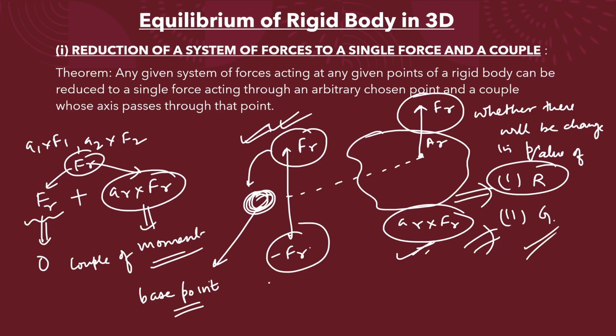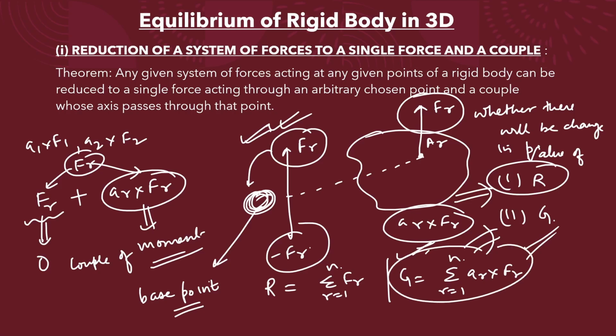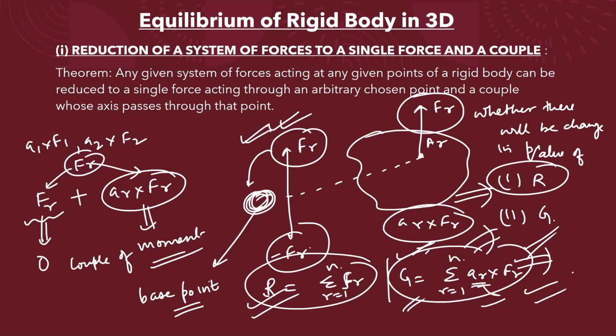So we have the resultant R equal to the summation of Fr, r equal to 1 to N, and G is equal to the summation of Ar cross Fr, r equal to 1 to N. So G will change on the change in position of the base point, but the resultant will not change because there is no change in the forces. But the couple of moment will change because on changing the base point, there will be a change in the value of the position vector Ar. Okay, as simple as that. Let us discuss further.